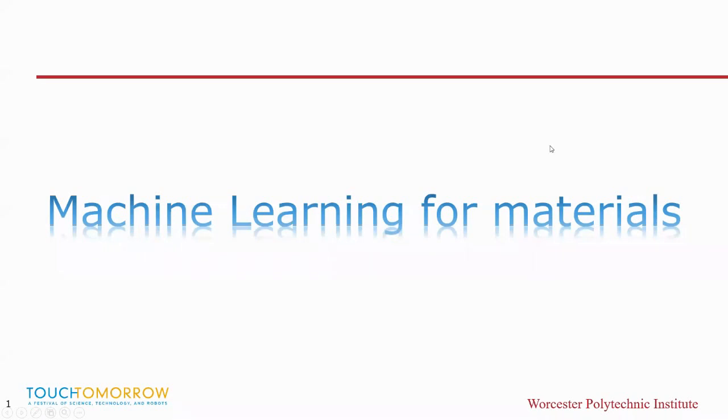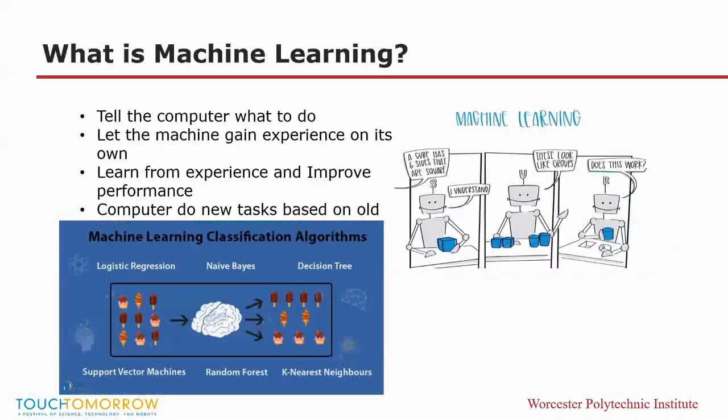I'm going to talk about machine learning for materials. Machine learning is the application of algorithms that provide systems the ability to automatically learn and improve from experience. With machine learning, a computer can learn to do tasks on its own. So, how is machine learning used in material science?